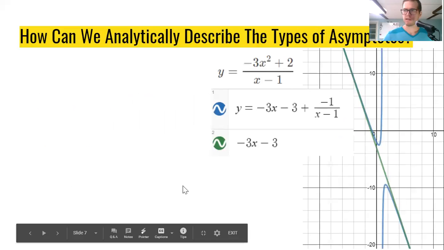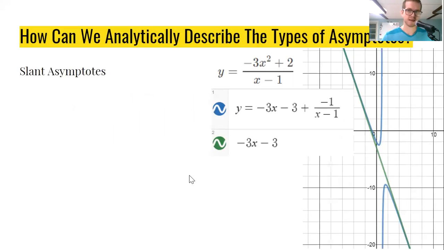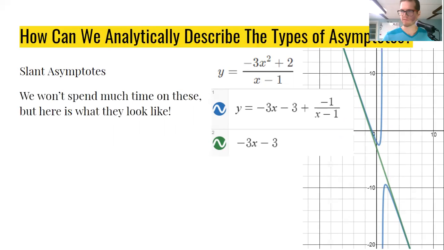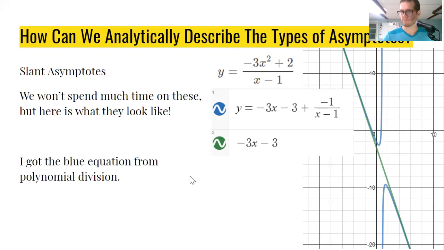All right. The last one that we won't spend tons of time on, but we still use every now and then, are slant asymptotes. We talked about these in pre-calc as oblique asymptotes, but slant, oblique, they're the same thing. It doesn't really make a big difference. But here's generally what they look like and how we get them.